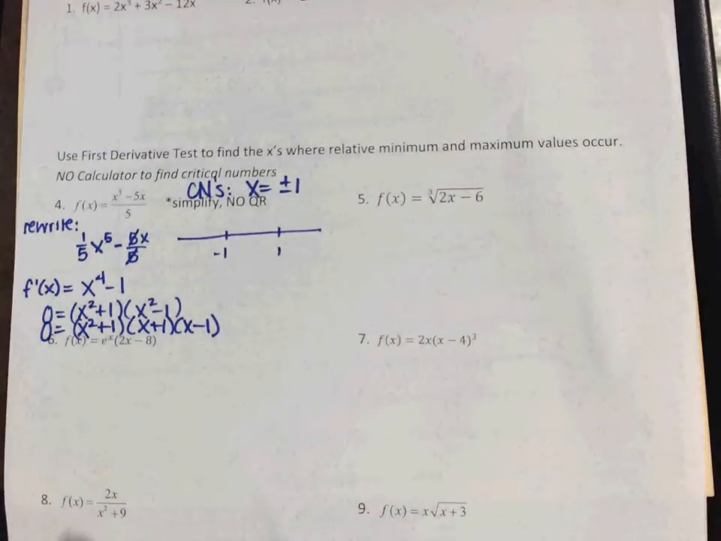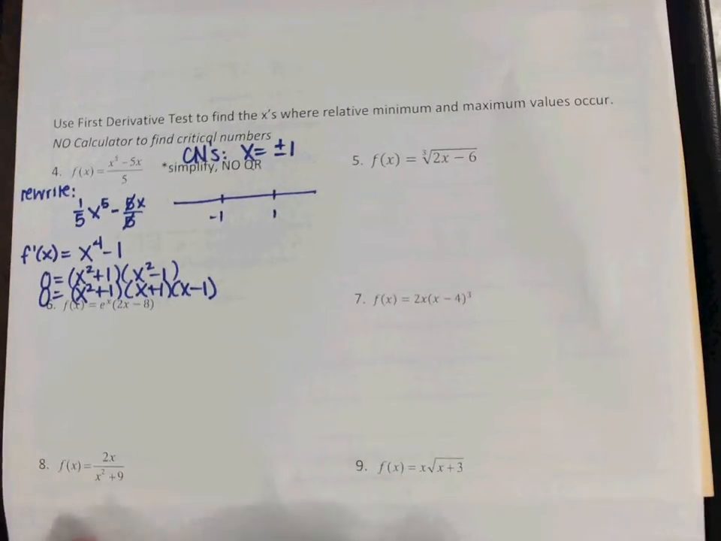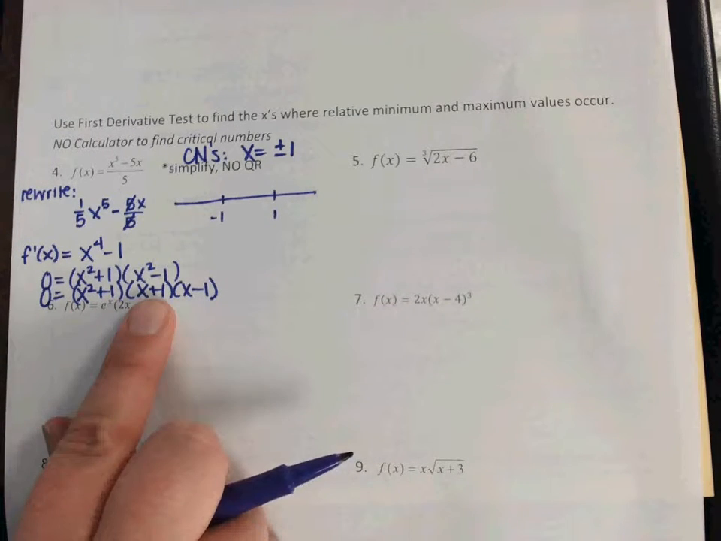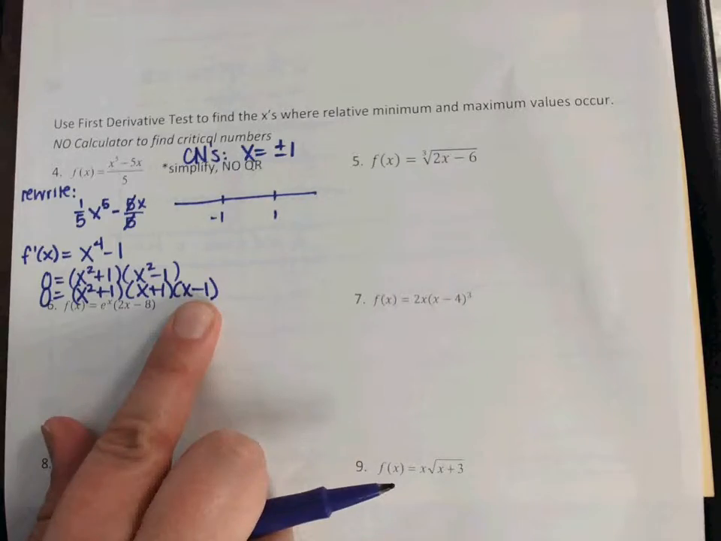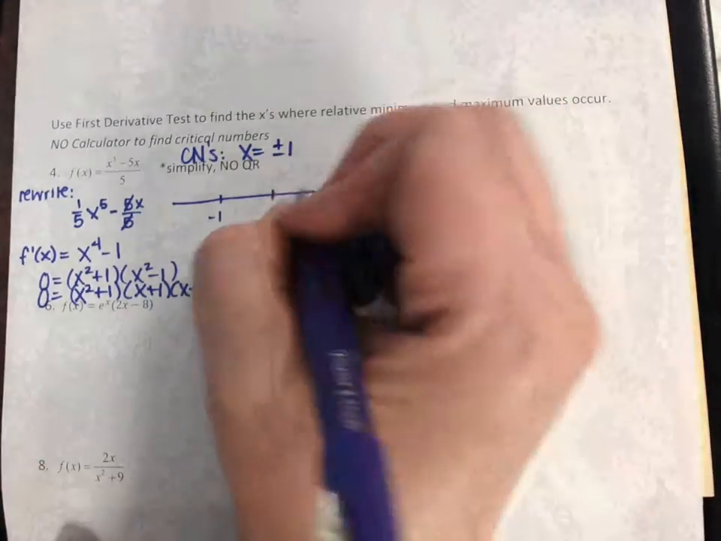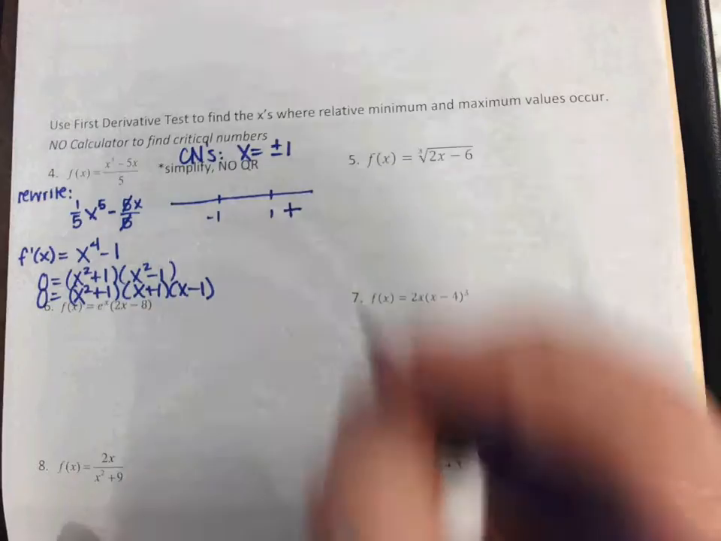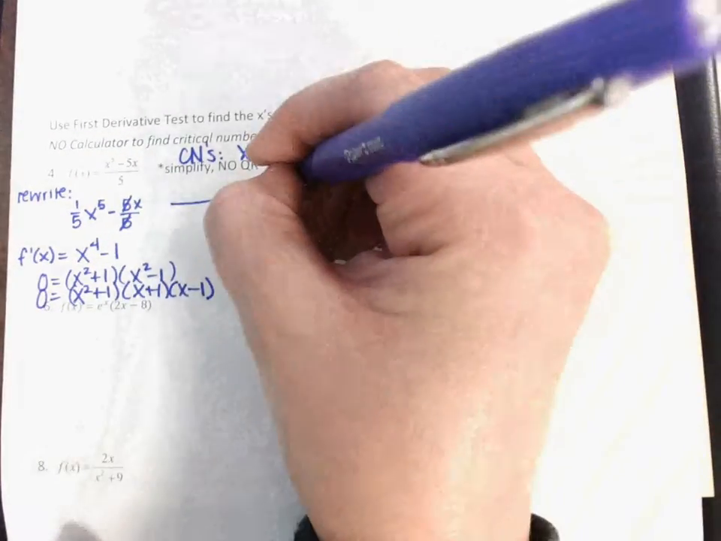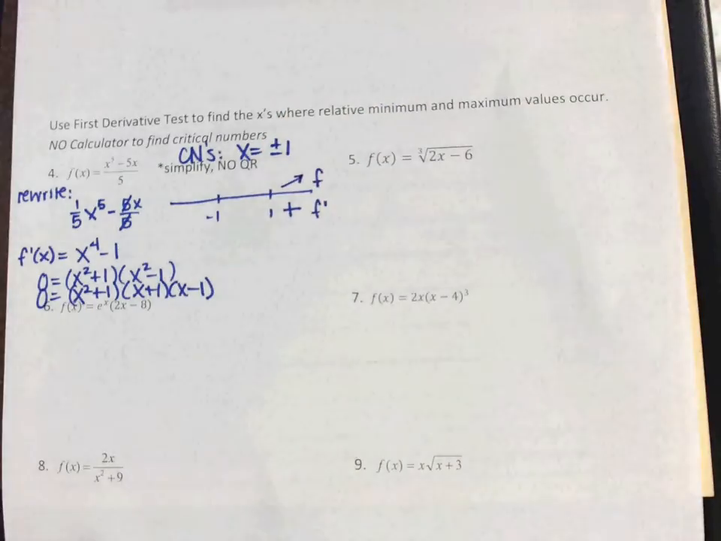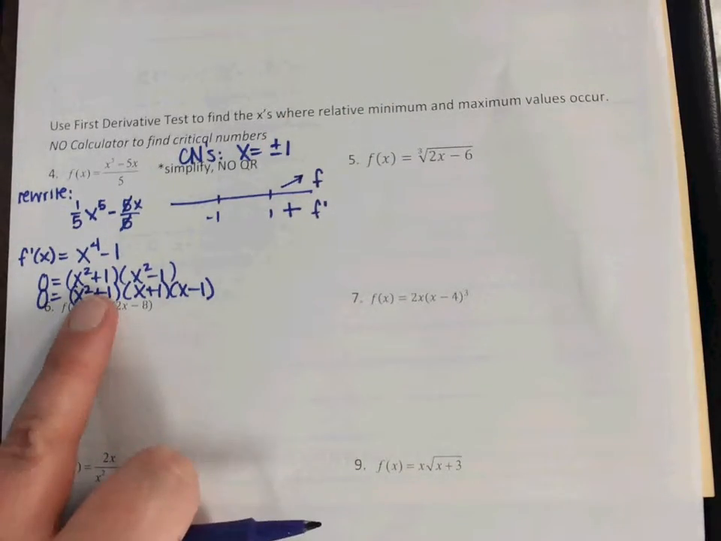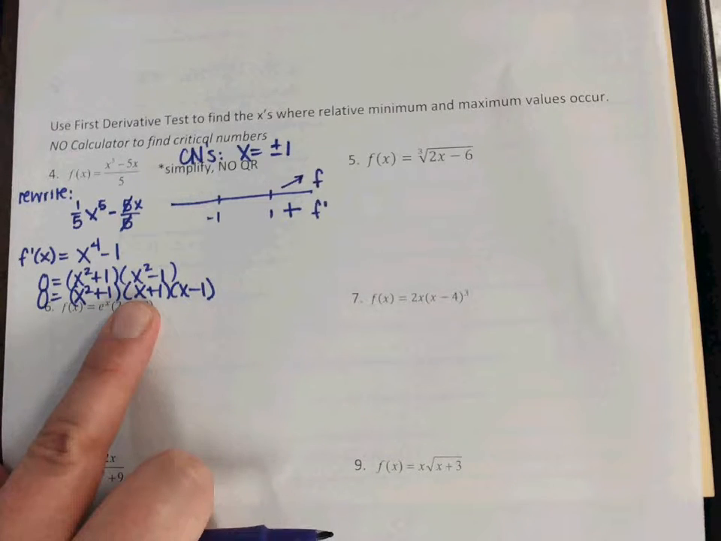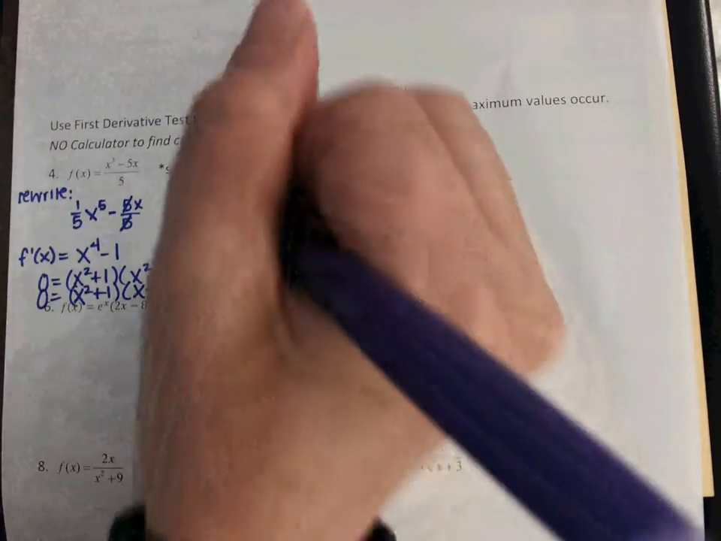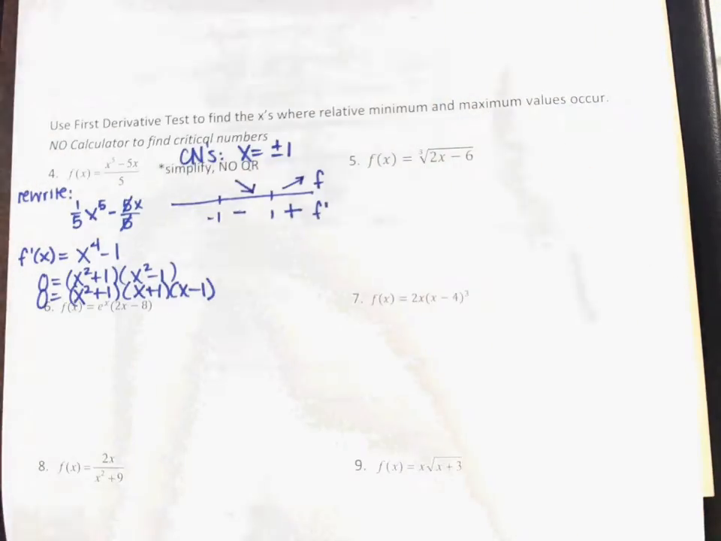Okay, let's pick a number bigger than 1. Say I pick 2. What is 2 squared plus 1? Positive or negative? What's 2 plus 1? What's 2 minus 1? Positive, positive, positive, overall, positive. If f prime is positive, what does that tell us about f? Increasing, very good. Between negative 1 and 1, what could I pick? What's 0 plus 1? 0 plus 1. 0 minus 1. Positive, positive, negative is a negative, decreasing.